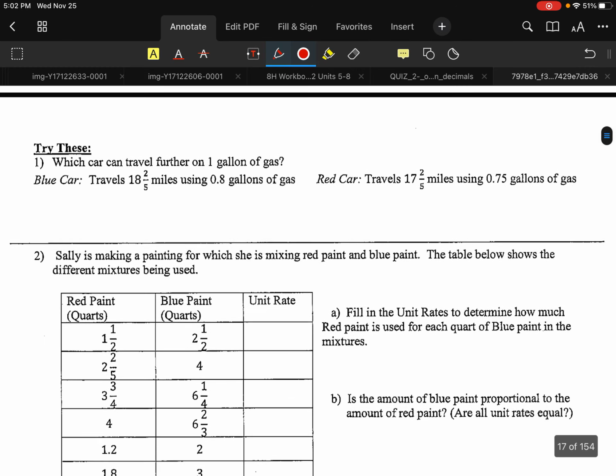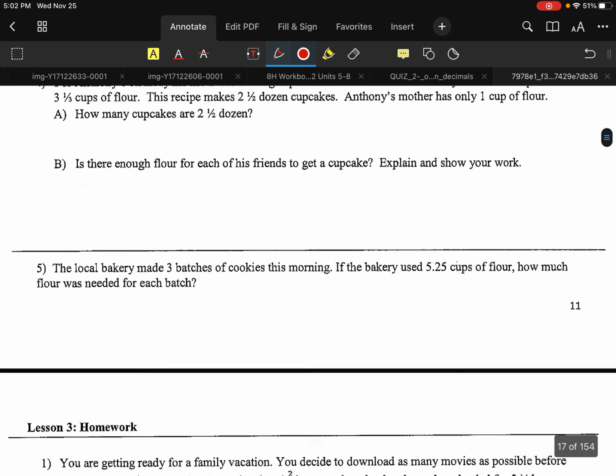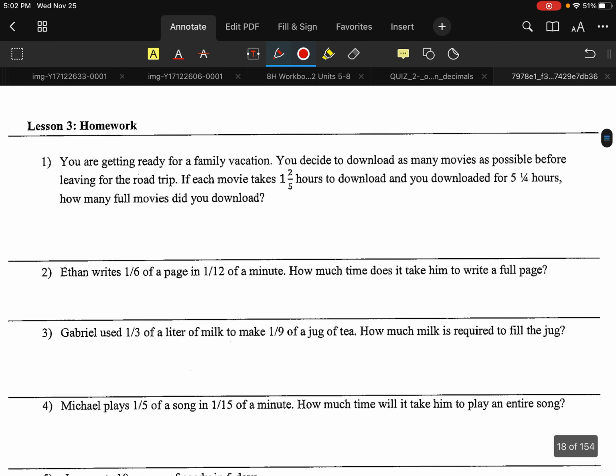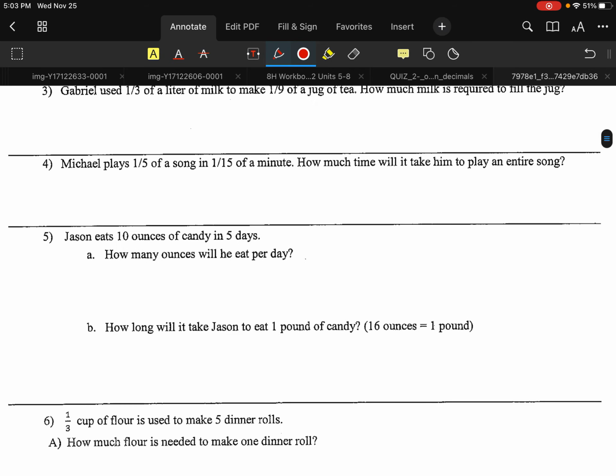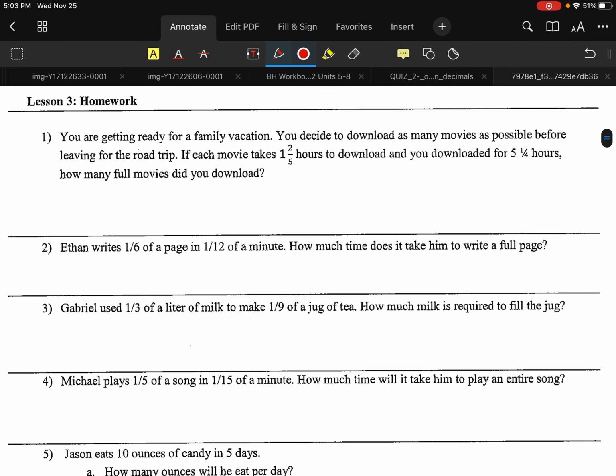We're going to do the try these together as a class, as always, and the homework problems for lesson 3 are what is chosen in your Google form. Again, you only have to do the ones that are in the Google form. Okay, good luck.